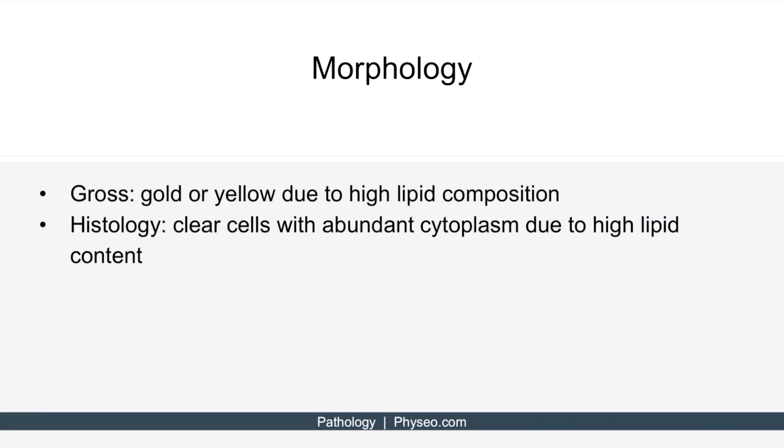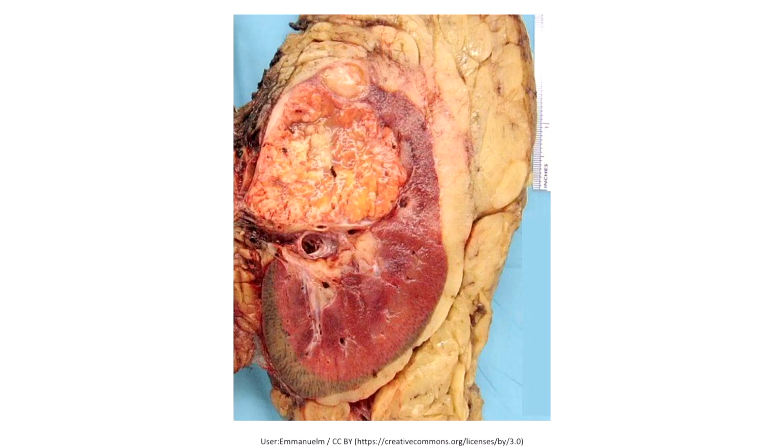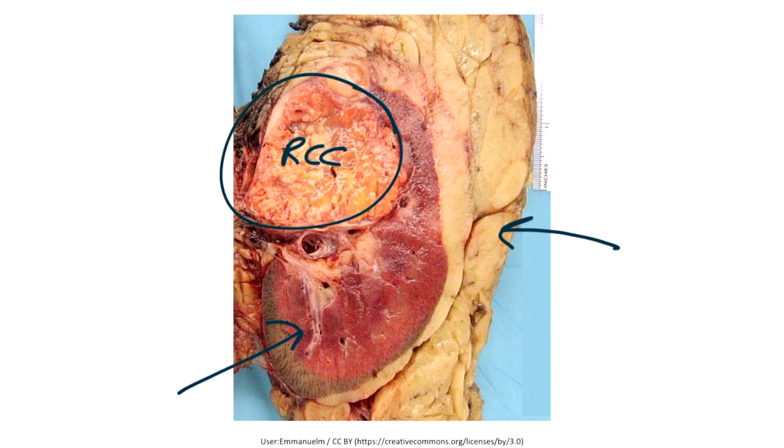So now let's talk morphology. On gross inspection, renal cell carcinoma looks gold or yellow, and this is due to the high lipid composition. Histologically, you'll see clear cells with abundant cytoplasm, and that too is due to the high lipid content. This is a gross image of a renal tumor caused by renal cell carcinoma. See the kidney here? This is the fat that normally surrounds the kidney, and then here's the tumor. You can see that it's slightly yellow and shiny, so this is characteristic of renal cancer.